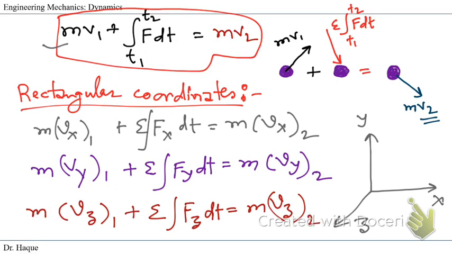So in rectangular coordinates, we can split this equation into x, y, and z components, the same way you did it in statics. You had an angled force and divided it into x and y components. Same here, we just divide in x, y, and z coordinates.